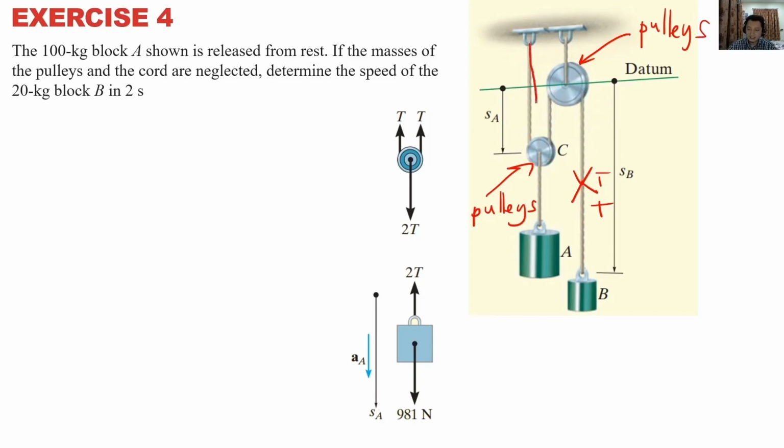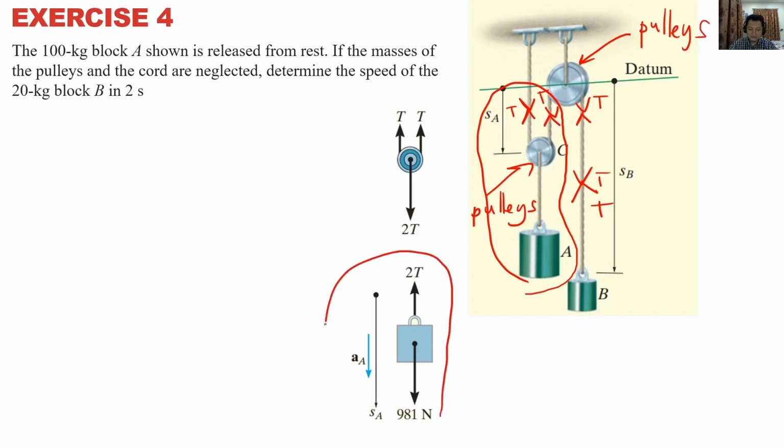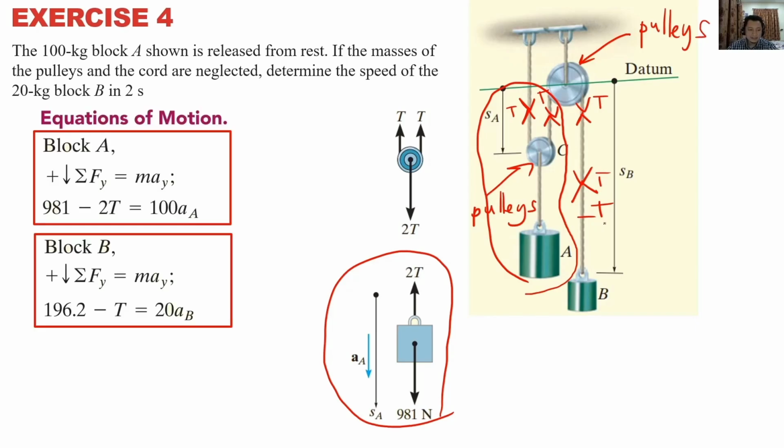Let's draw properly. So wherever you cut it, this will be T. This will be T. This will be T. So that's why if you isolate this block, you're gonna get 2T. If you look at block B, it's only 1T lah. So this one you can study on your own. I'm going to be doing a slightly more similar example to this later.